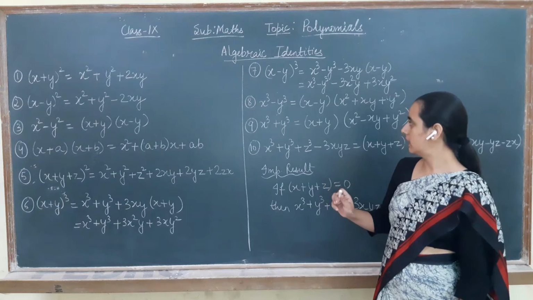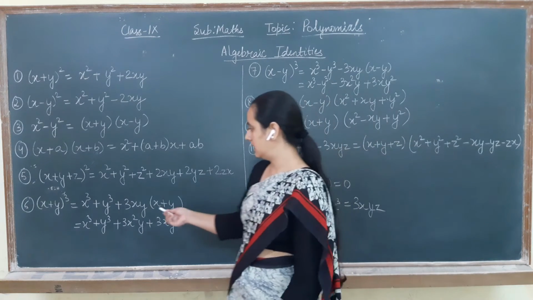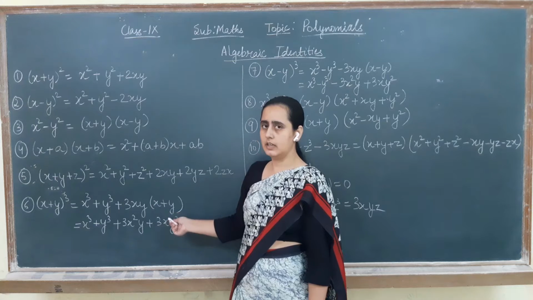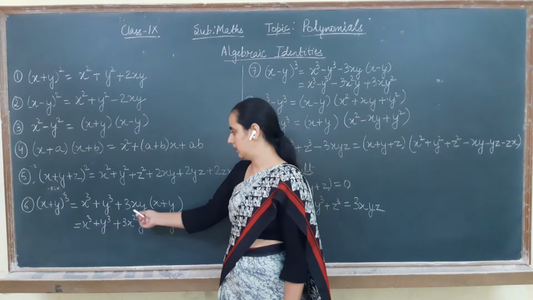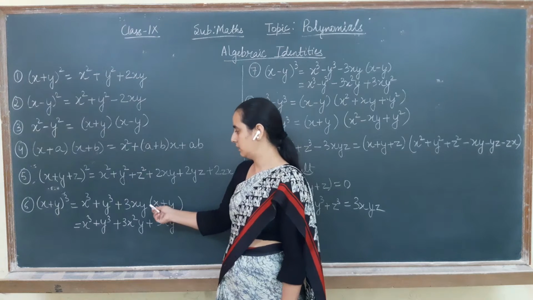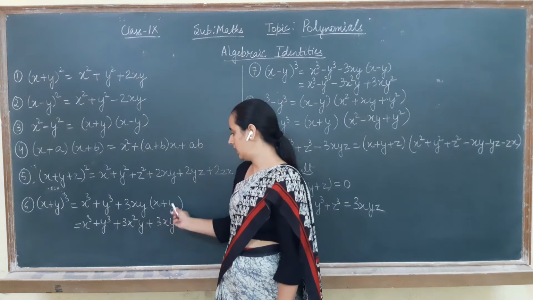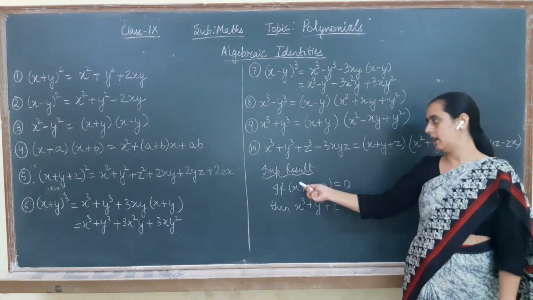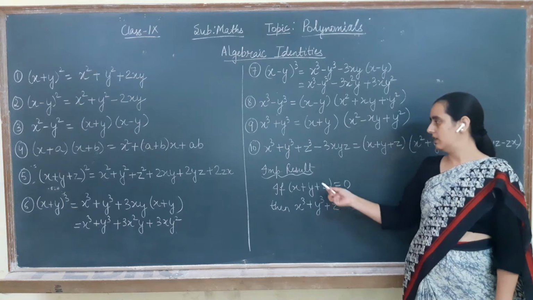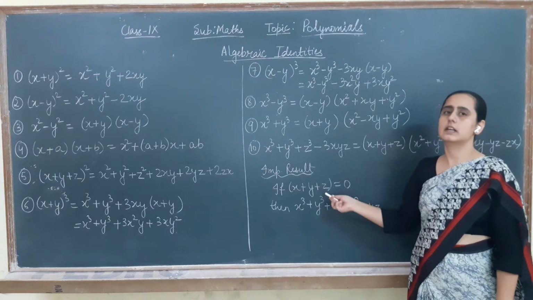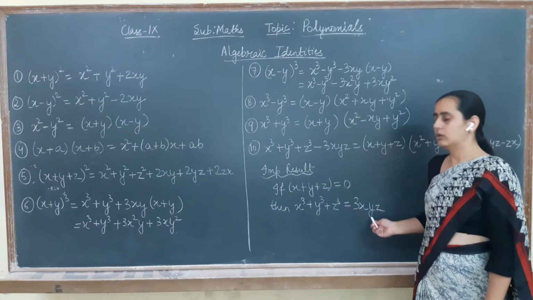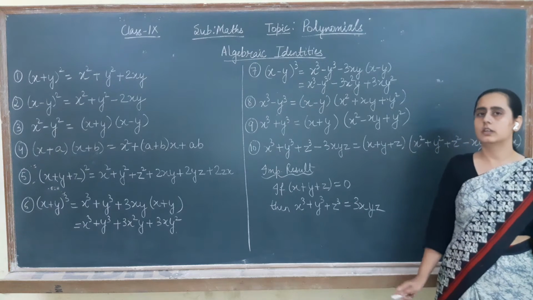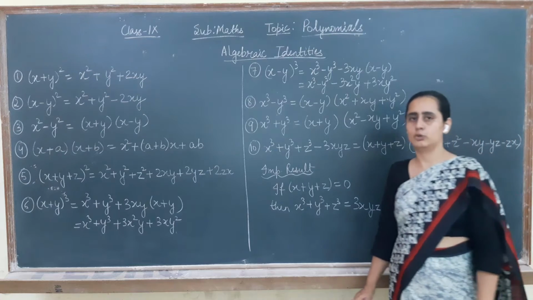One thing I would like to tell you: in the sixth identity I have written two things. Firstly, this is the identity, and second, I have just opened this bracket, like 3xy multiplied with x becomes 3x square y, and 3xy square. The same is in the seventh identity, and with the 10th identity I have written one important result. If x plus y plus z is 0, then this value is equal to 3xyz. This result is used in the questions. So you need to learn and note down all these identities in your notebook.